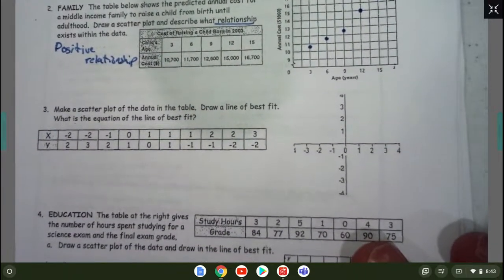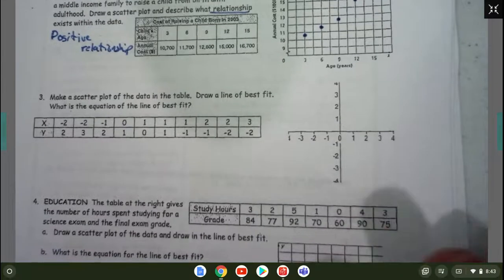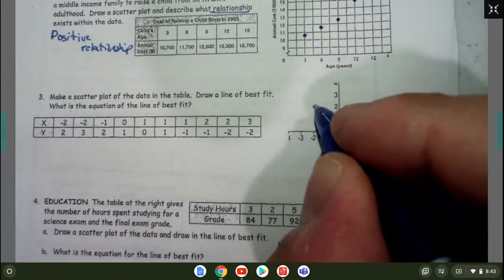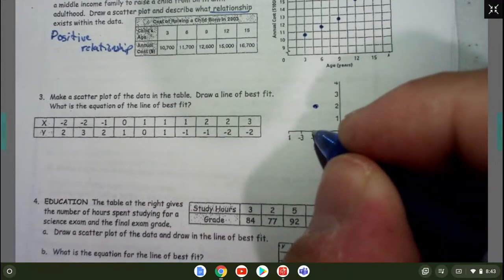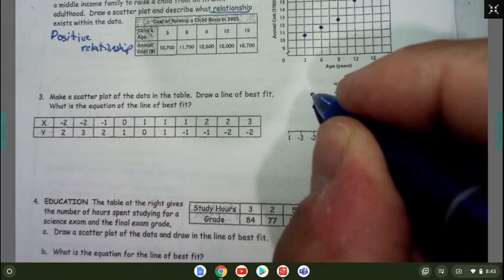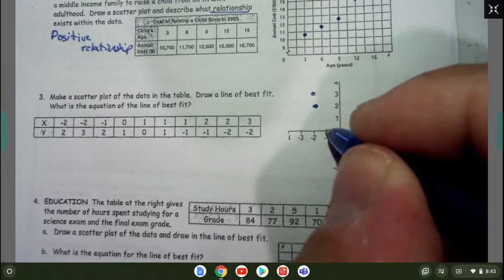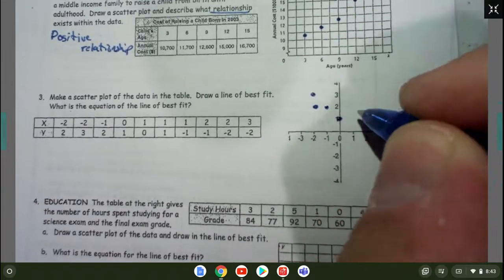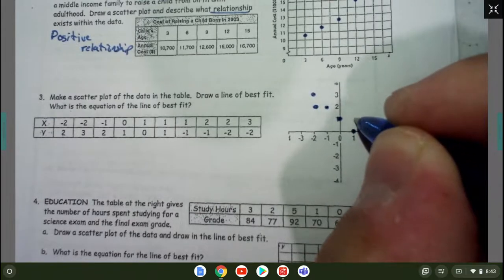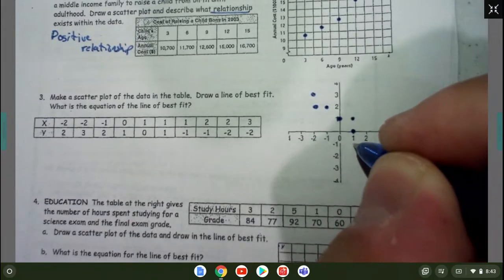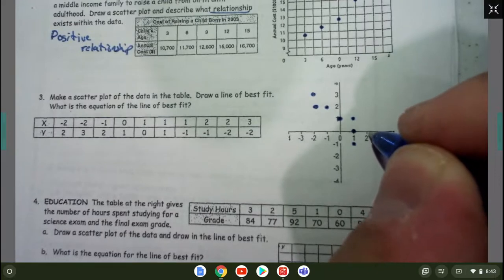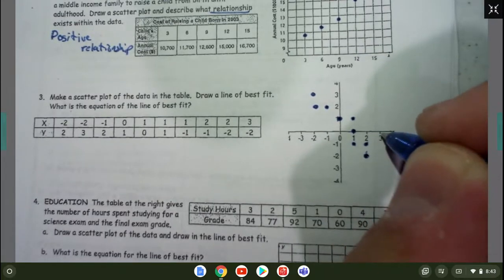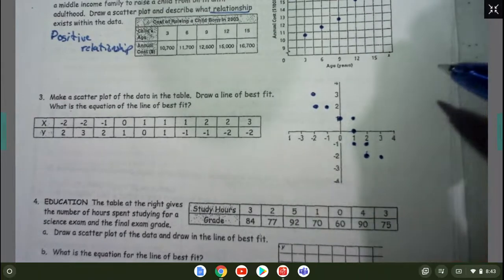Draw a line of best fit. What is the equation of the line of best fit? All right, so we have -2, +2, right around there. -2, +3. This looks very familiar. -1, +2, there. 0, 1, right there. 1, 0, right there. 1, 1, right here. 1, -1, right here. 2, -1, right here. 2, -2, and 3, -2.